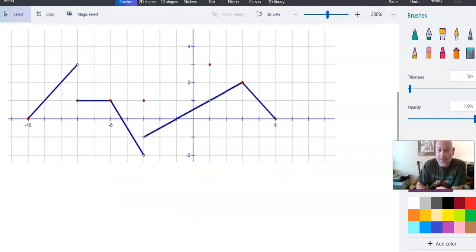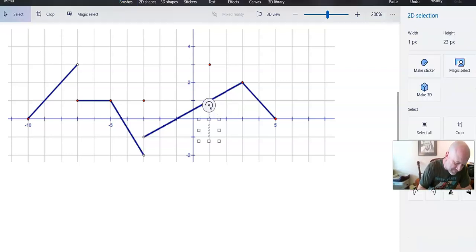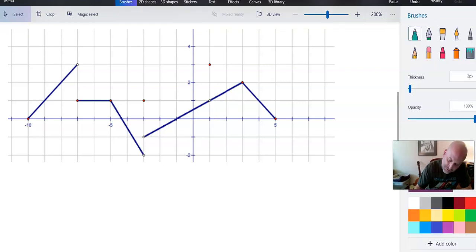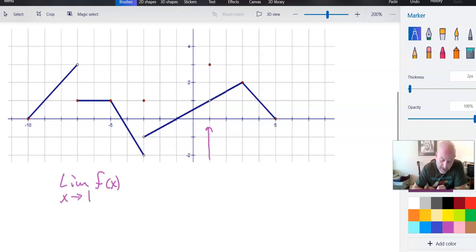Now, the one type that we're going to see that I find the most interesting case, and that's the case here at 1, right? Switch over to brushes again. The type of discontinuity we have here is a hole in the graph. Now, this type of discontinuity, let me go ahead and write the limit first, because we're going to be looking at the limit of f of x as x approaches 1.